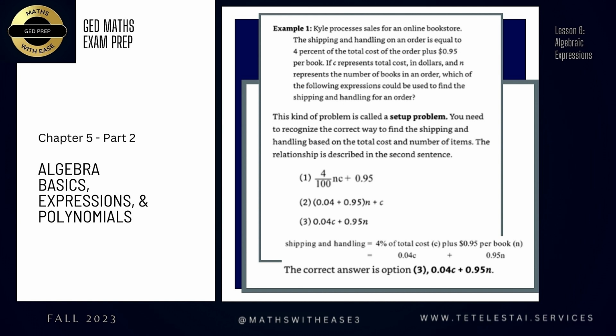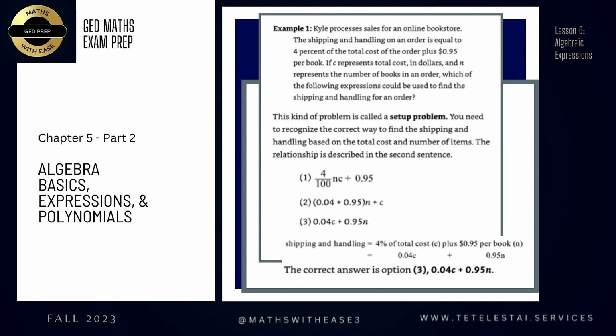This kind of problem is called a setup problem, so you need to recognize the correct way to find the algebraic expression representing the price of shipping and handling based on the total cost and the number of items being shipped. So we're told that shipping and handling represents 4% of the total cost and that the total cost is represented by C. So from our lesson on decimals, we know that the decimal equivalent of 4% is 0.04.